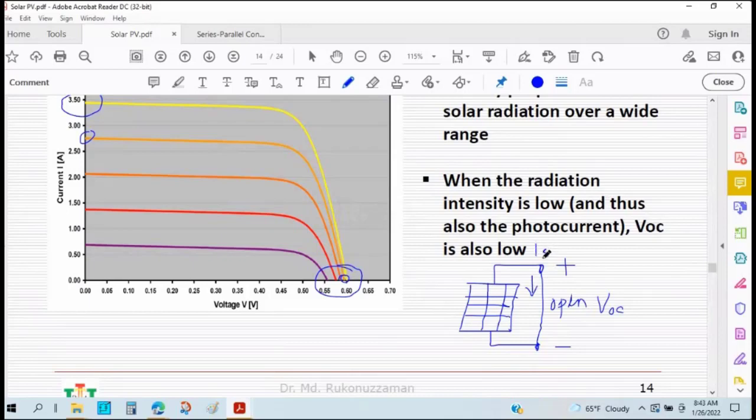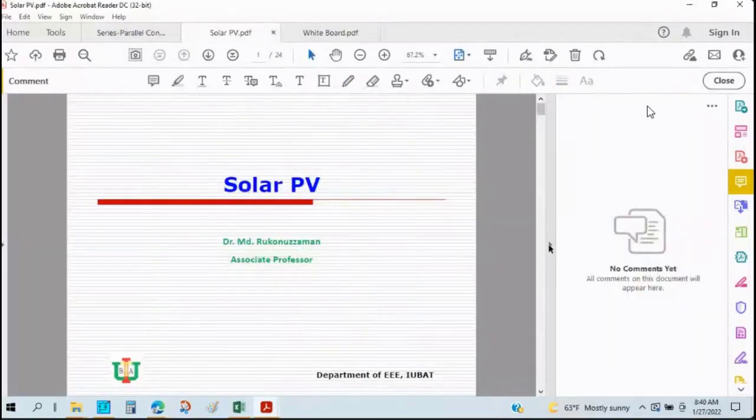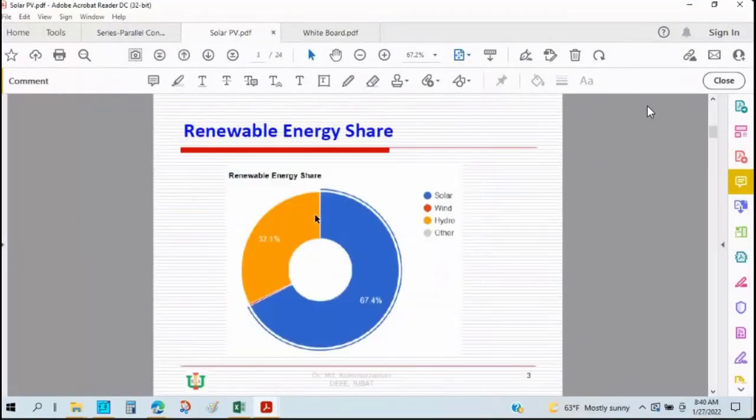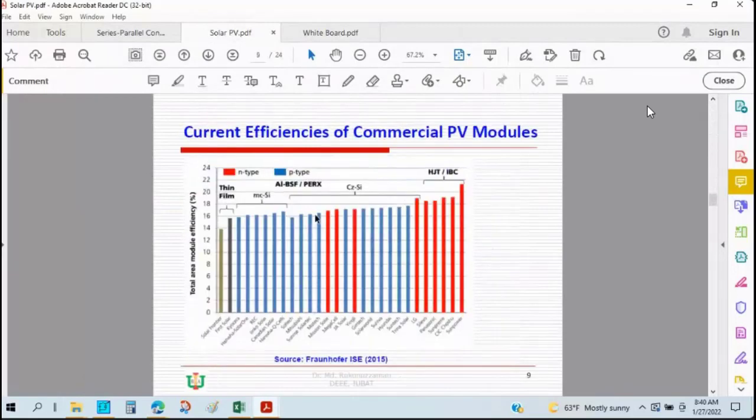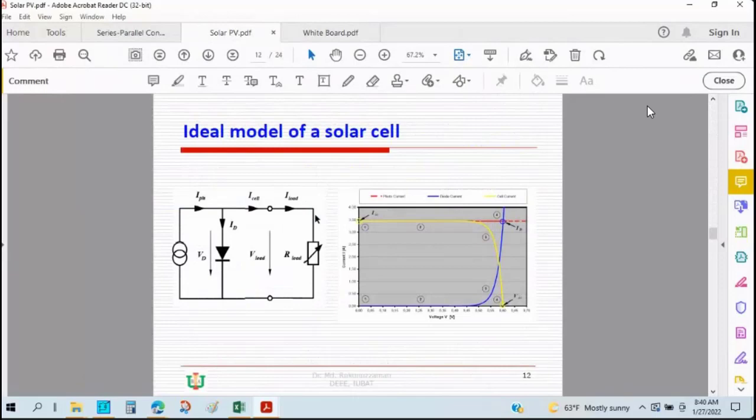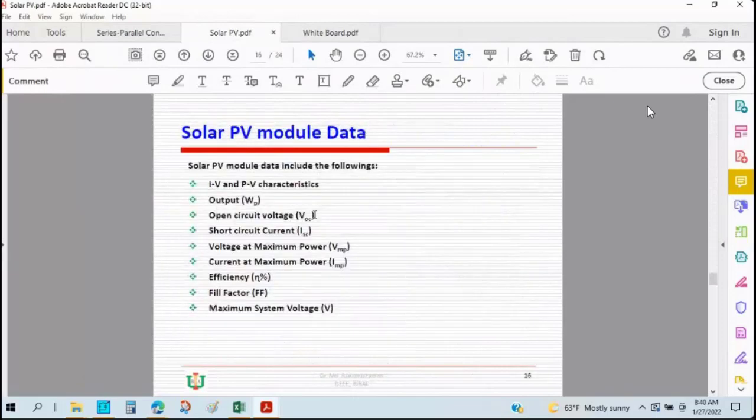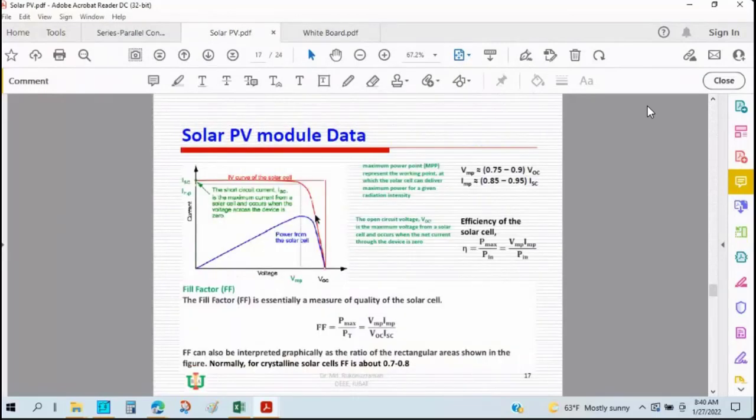can be considered as short circuit current. Okay, and we were going through this slide. Any questions from the previous class? I think we were discussing this slide.